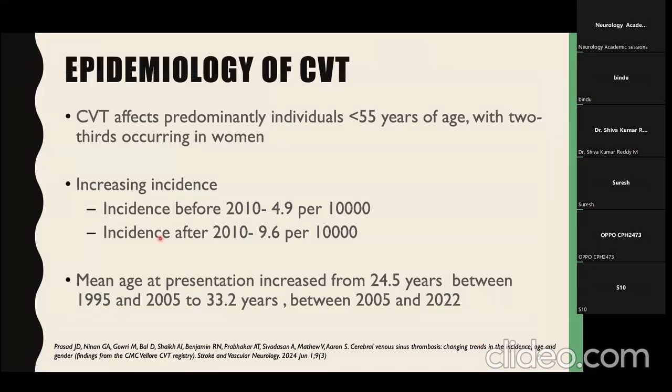Epidemiology. CVT predominantly affects those less than 55 years of age, with two-thirds occurring in women. In recent times the incidence is increasing. The incidence before 2010 was around 5 per 10,000, and after 2010 it is around 10 per 10,000 people. The mean age at presentation has also increased. Before 2005 it was around 24 years, but after 2005 the mean age at presentation is 33 years.